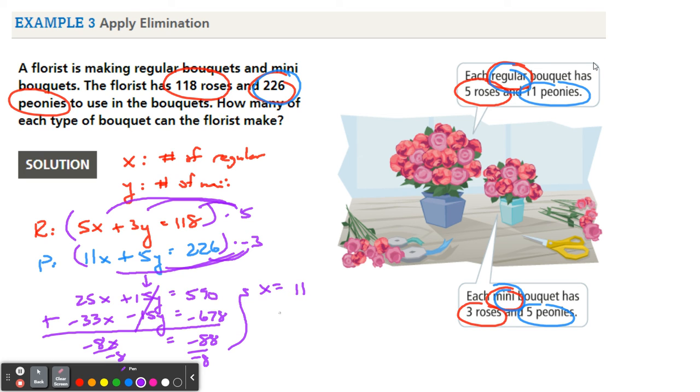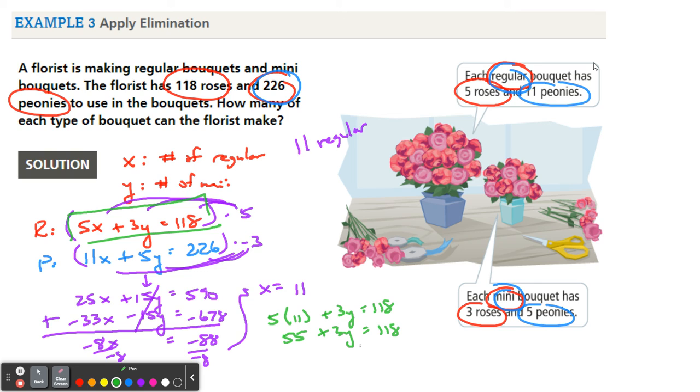So how many of each type? Right now I can do 11 regular. So I'm going to put that 11 regular bouquets. But now how many minis? Well, here's the second step. We're going to take our value of x and plug it into one of the original equations. I'm going to pick the first one because it has smaller numbers. So now we'll do 5 times 11, replacing the x with 11, plus 3y equals 118. This is 55 plus 3y equals 118.